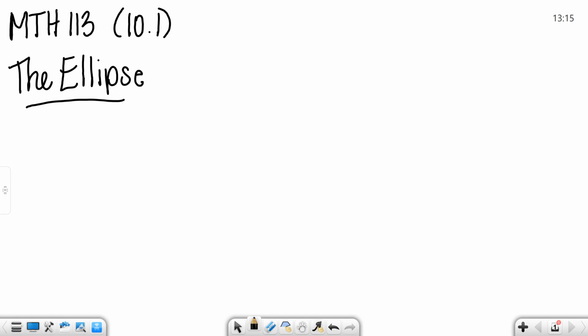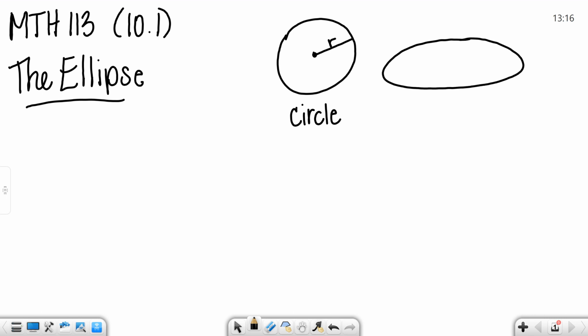Math 113, Lesson 10-1. So the last video, we reviewed a circle. And a circle would be a set of points that is equidistant from one point. So the radius all the way around the circle is exactly the same. Well, an ellipse does not look like that. An ellipse looks like one of these two diagrams.